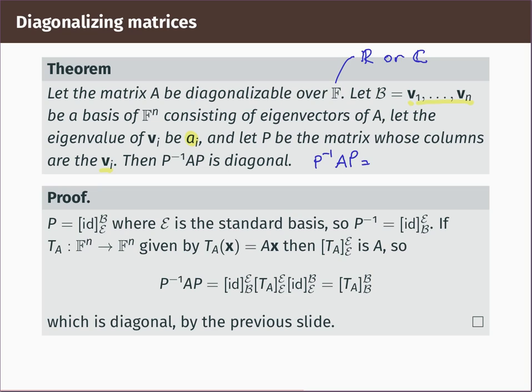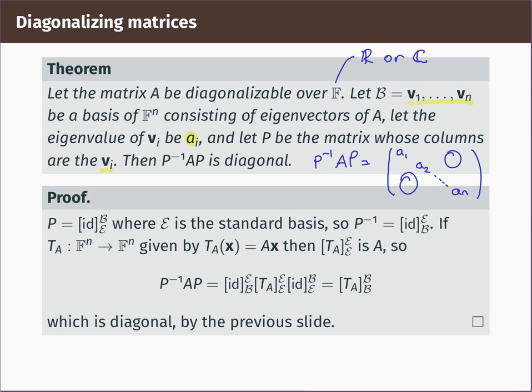will be equal to the diagonal matrix whose 1,1 entry is A1 and whose 2,2 entry is A2 and so on. And all the other entries are 0. So that big 0 just means that all the entries in that part of the matrix are zeros. Okay, so why is this true?